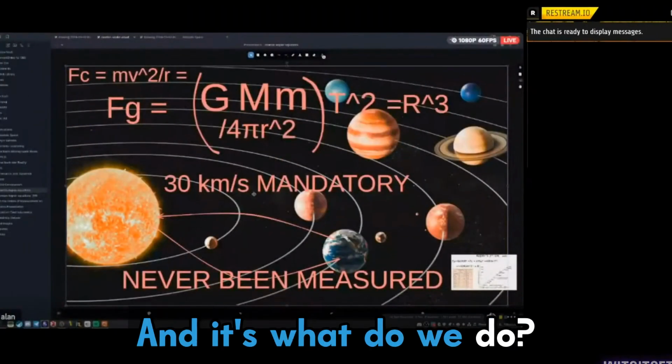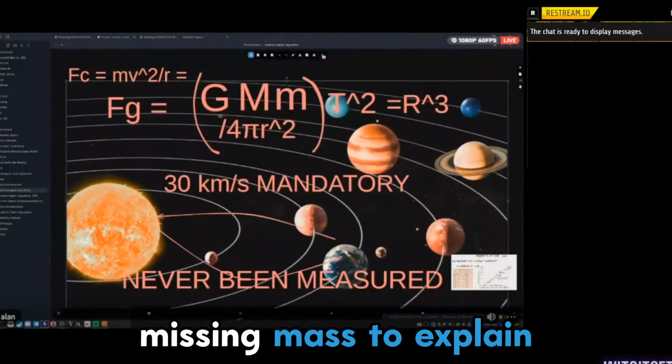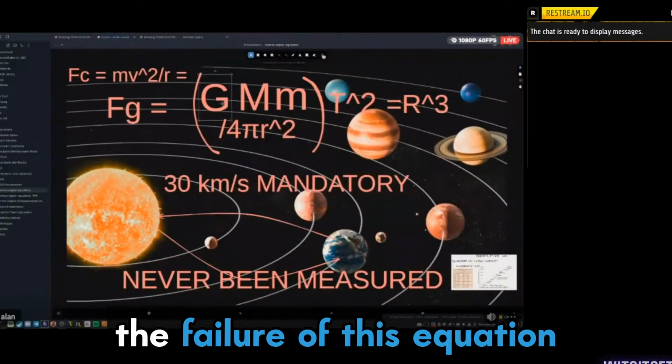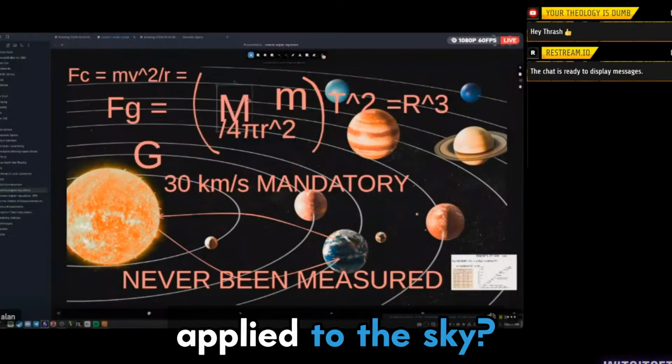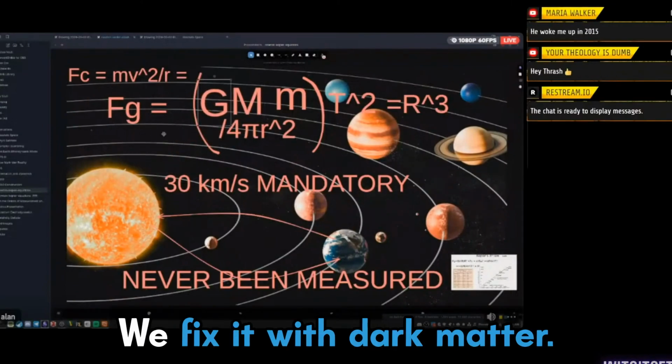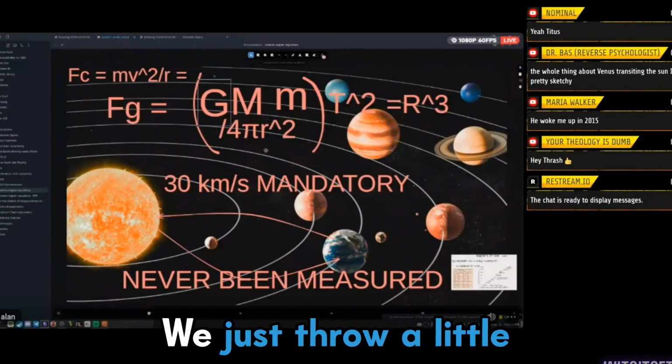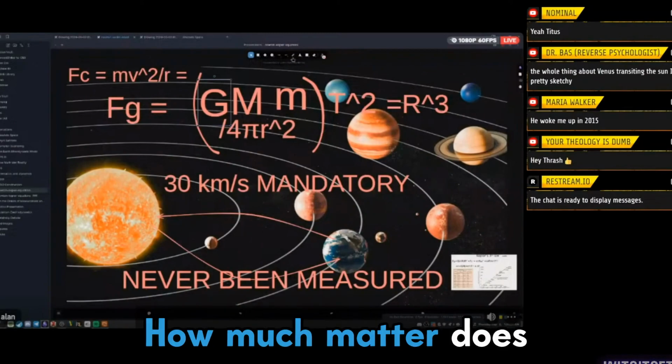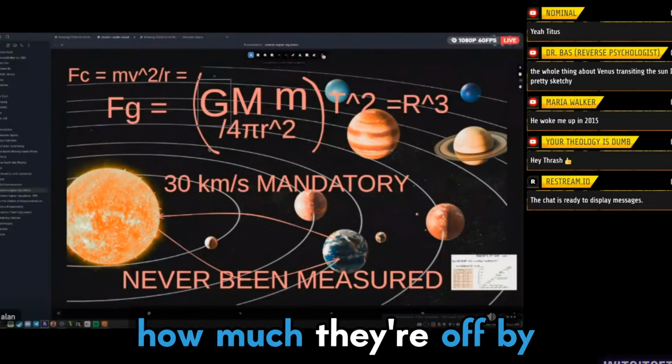And you're like, oh dude, now we have to have a new thing. What do we do? How do we supplement the missing mass to explain the failure of this equation applied to the sky? We fix it with dark matter. We just throw a little dark matter in there. How much matter does dark matter offset how much they're off by?